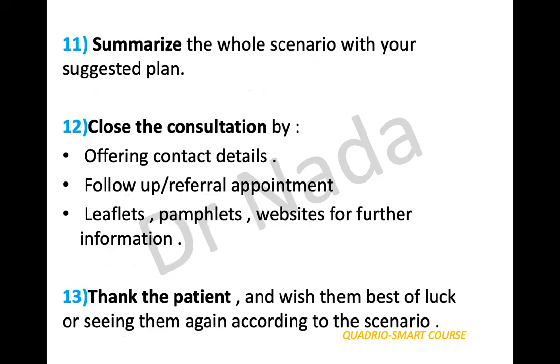Number 11, you have to summarize the whole scenario with your suggested plan and recap. Summarize to the patient what we just discussed, or ask them, if they understood, what did you gain from our discussion today? To assess their understanding before you close the interview, okay? Including the suggested plan, of course.